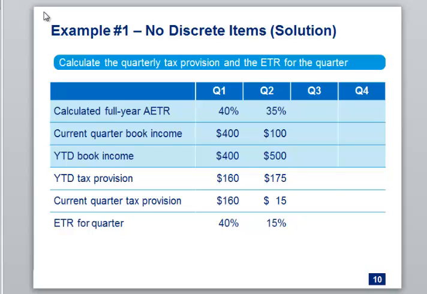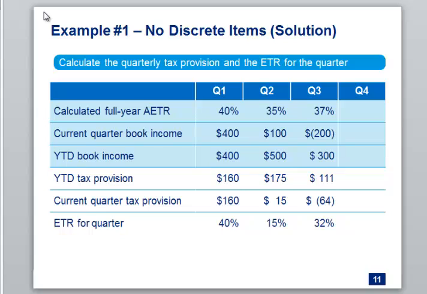Okay, Q3. So now I look at my crystal ball, I think it's 37%. But in Q3, I actually lost money. So Q3, I lost $200. So my year-to-date income's $300 now. So I take 37% times 300, my year-to-date income, and I come up with 111. 111 is my year-to-date provision.